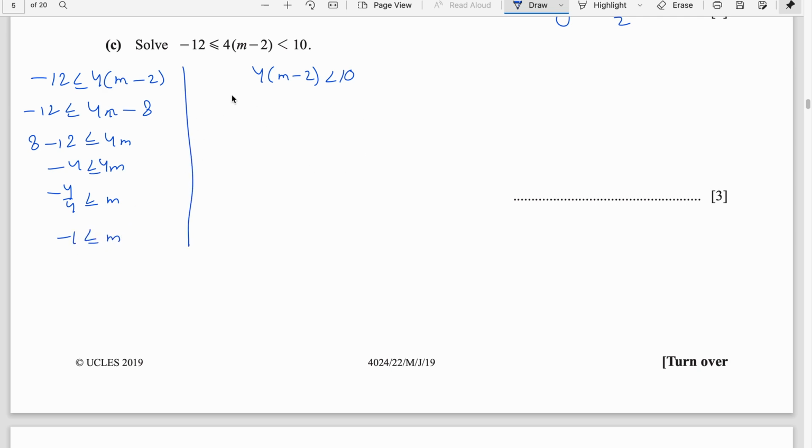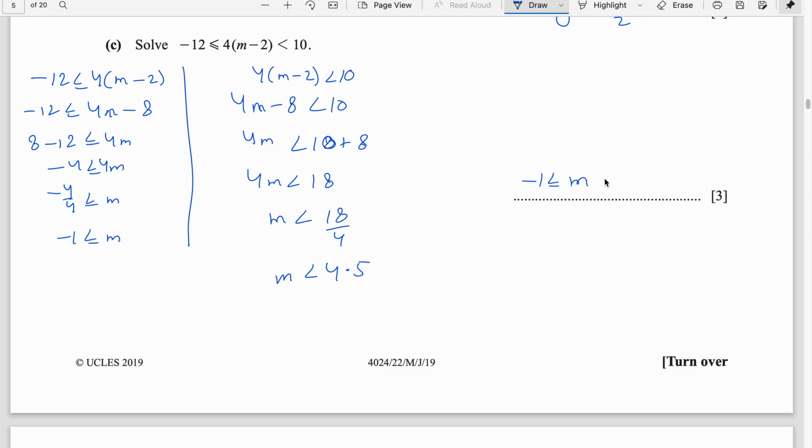First one. Second is 4m minus 8 is less than 10. 4m is less than 10 plus 8. 4m is less than 18. m is less than 18 by 4. And m is less than 4.5. So minus 1 less than or equal to m is less than 4.5.